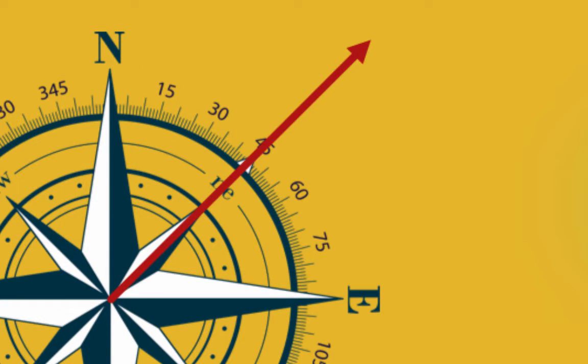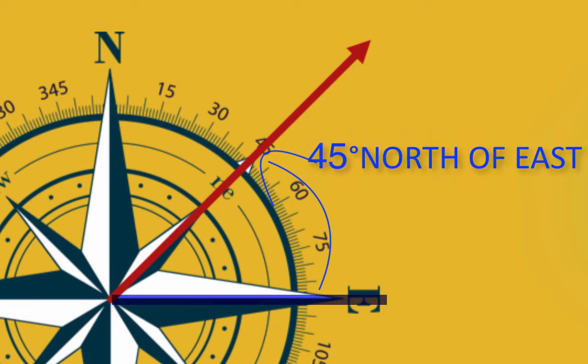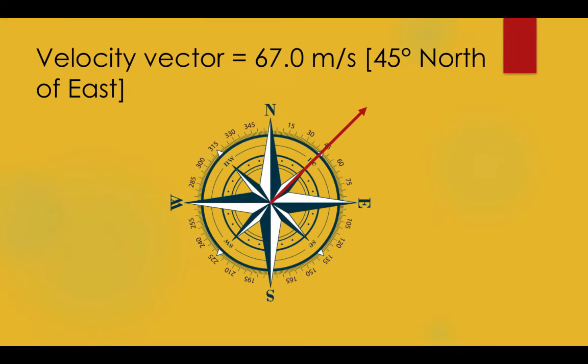We're going to determine the direction by reading the numbers on the compass, which might require some math. Conversely, we could slide in a protractor at this point and measure the angle, but this one's pretty straightforward. We'll read our direction from the east arm and see that the vector line creates an angle of 45 degrees towards the north arm. We read this angle as 45 degrees north of east. The vector should be 67.0 meters per second, 45 degrees north of east.